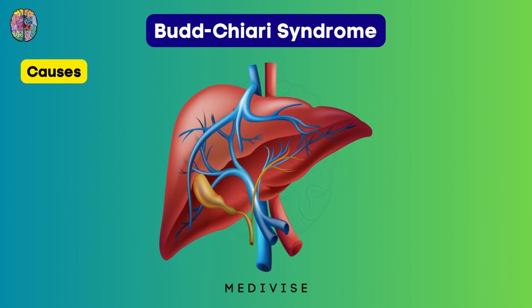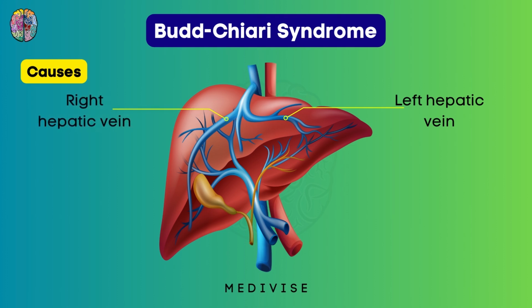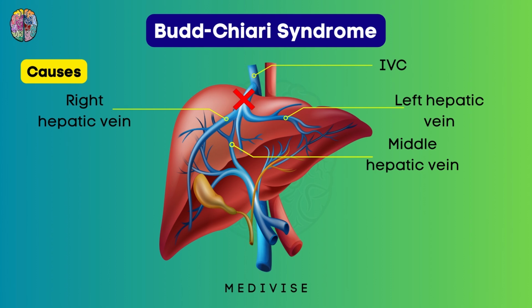So let's see what exactly happens here. Here you can see the left hepatic vein, the right hepatic vein and the middle hepatic vein. All of these drain into the IVC. So if there is a formation of thrombus in any of these locations, the blood will not be able to go from the hepatic veins into the IVC, and this will lead to the symptoms.